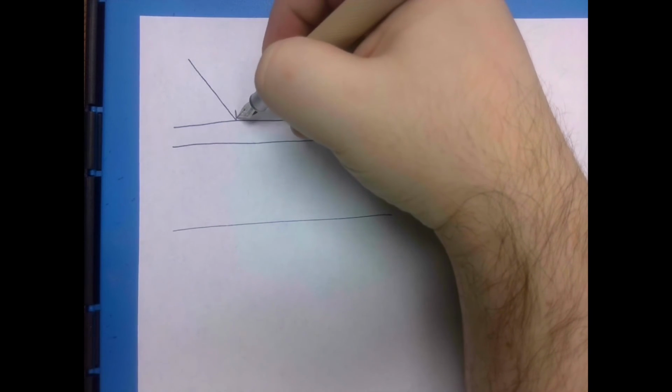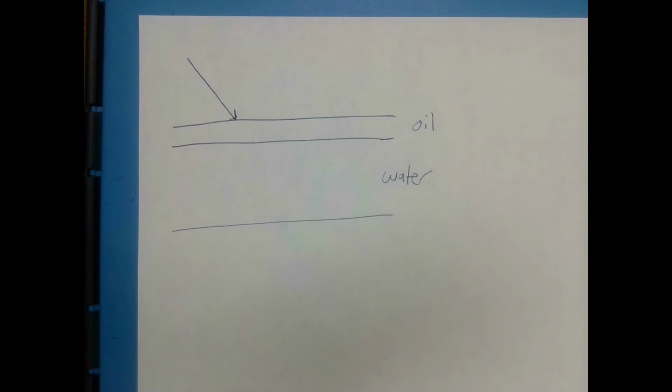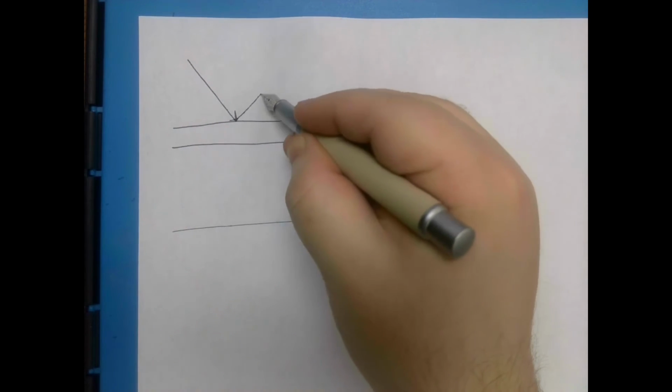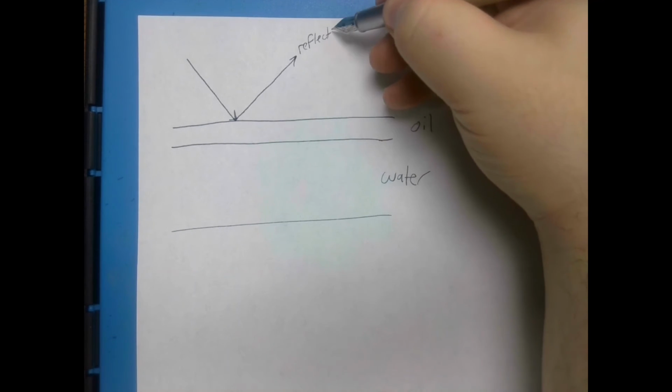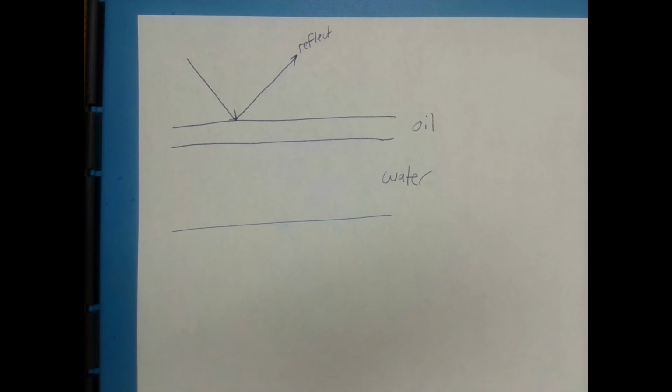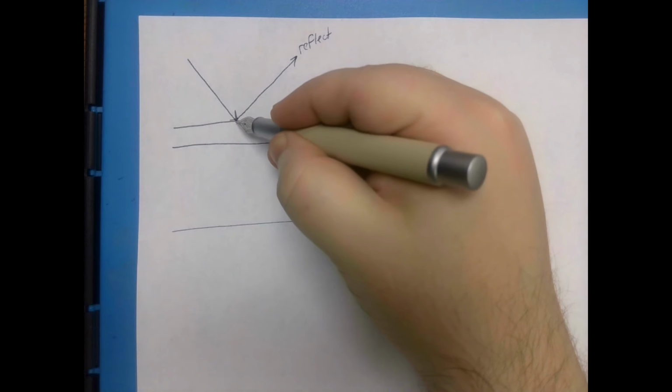Light is going to come down here and strike the surface of the oil. What is the light going to do? It can do one of three things, but we'll ignore the third one. It can reflect, so it's going to reflect off. What else can it do? Absorb, we'll ignore that. It can go through, and when it goes through, it refracts.